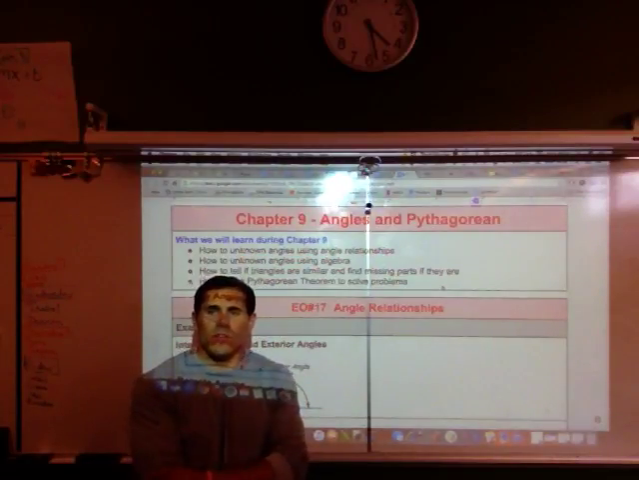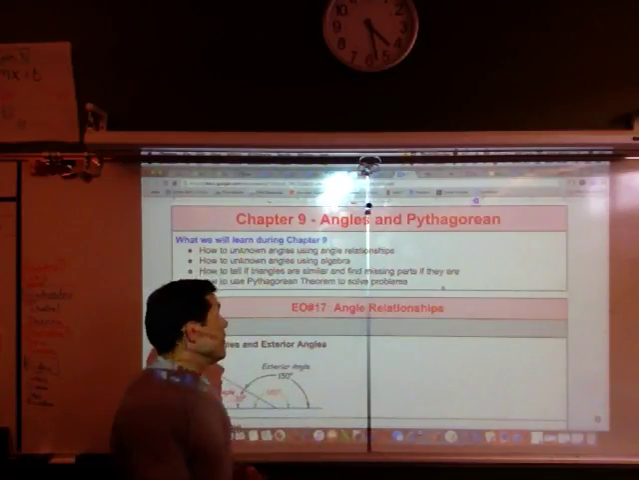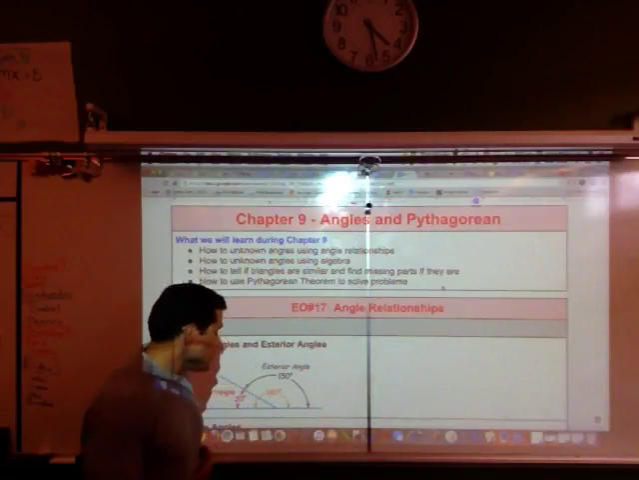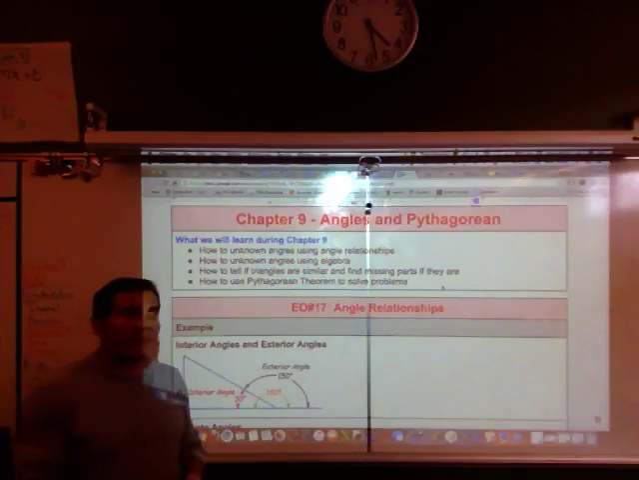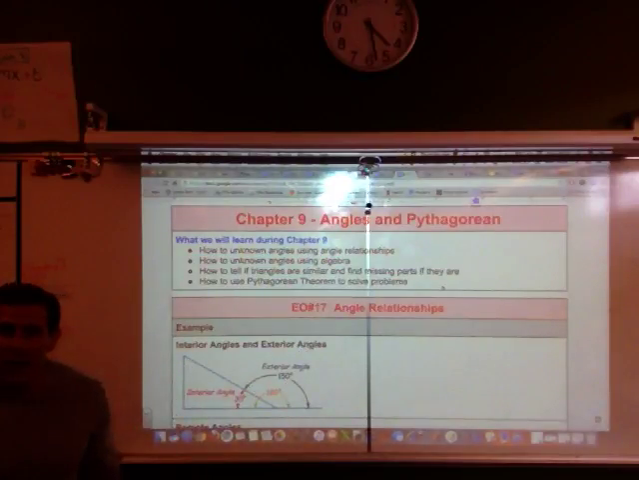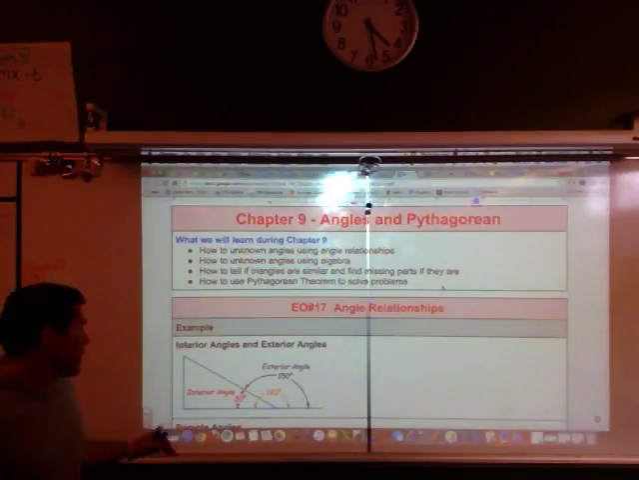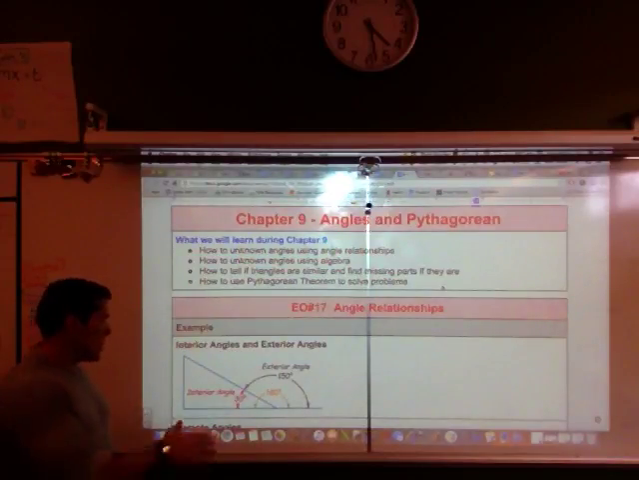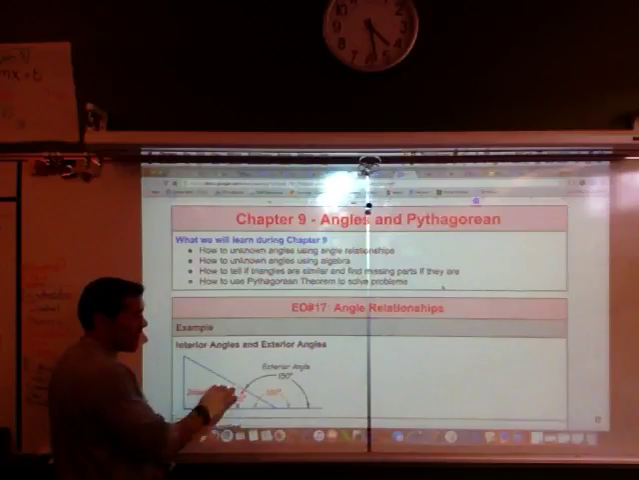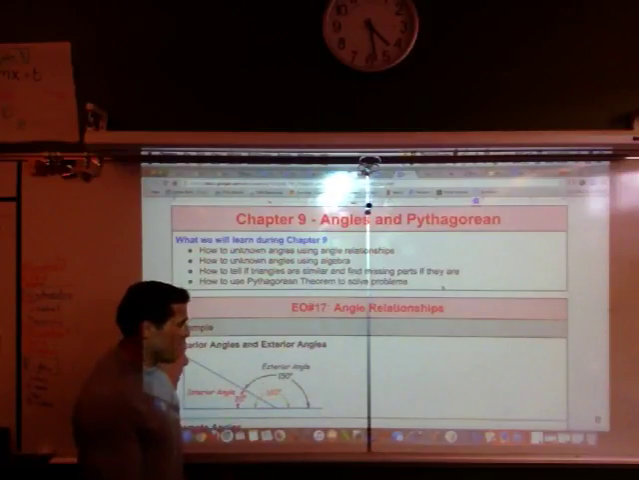This is a test prep for Chapter 9. We have angles in Pythagorean. So on one of the EOs, it's going to be EO 17, which is just angle relationships. I'm going to keep going back and forth using my computer here. But one of them is interior angles and exterior angles. Interior angles are inside the triangle, exteriors are on the outside of the triangle.